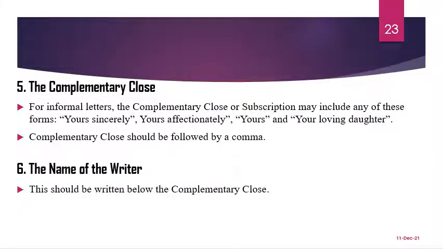5. The complimentary clause. In informal letters, the complimentary clause or subscription may include any of these forms: Yours sincerely, Yours affectionately, Yours, Your loving daughter. The complimentary clause should be followed by a comma. And finally, the name of the writer. This should be written below the complimentary clause.